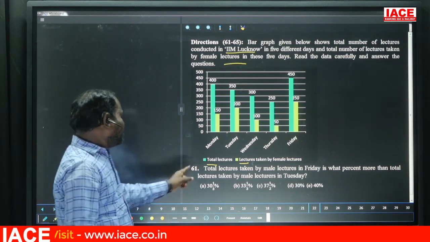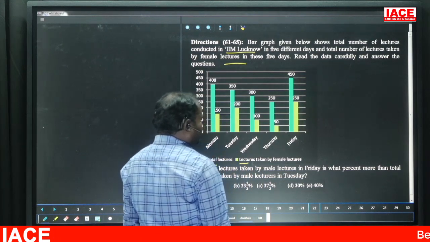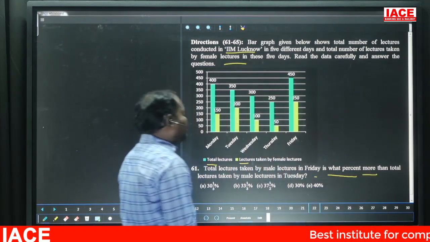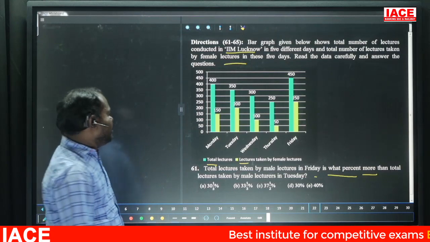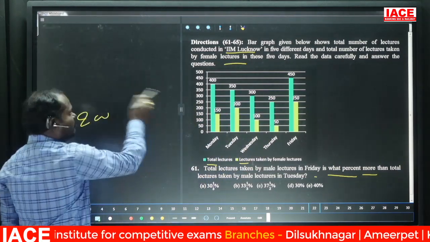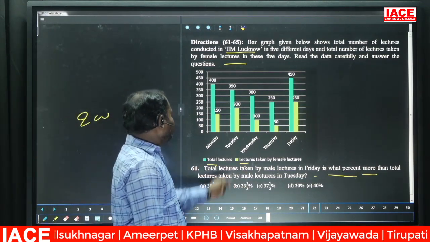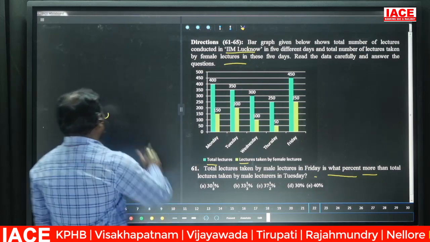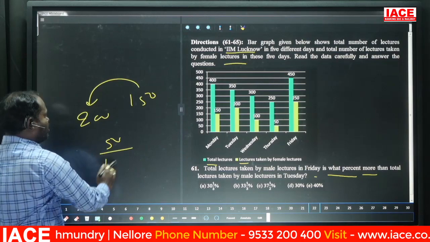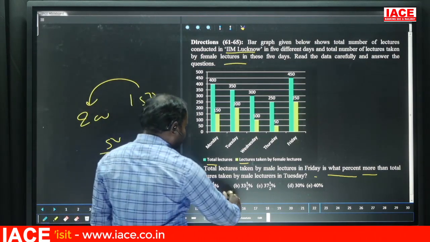Now total lectures taken by male lectures on Friday is what percent more than the Friday male. Friday male 200, 450 minus 250. What percent more than total lectures taken by male on Tuesday? Male on Tuesday, difference 150. How much more? 50 more compared to 150. 50 by 150 is nothing but 1/3. 1/3 is 33 1 by 3.